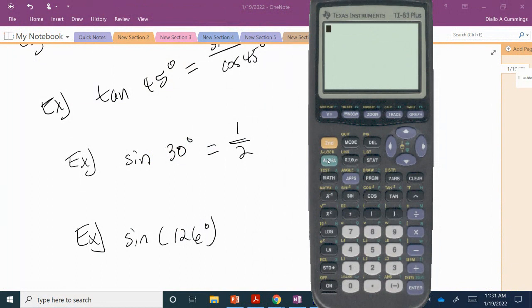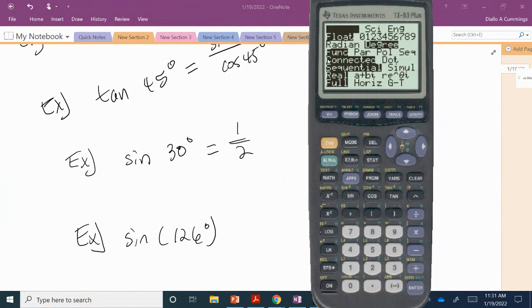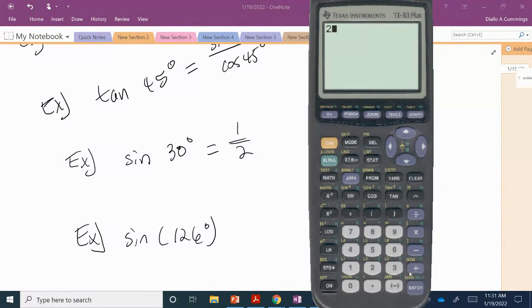So what do I mean when I say the mode of our calculator? First of all, I'm going to hit mode just to see what mode my calculator is in. Once I hit mode, I want to pay attention to the third line, which is the radian and degree measure. So notice that I'm in degree measure. If I'm in degree measure, 2 plus 2 equals 4.